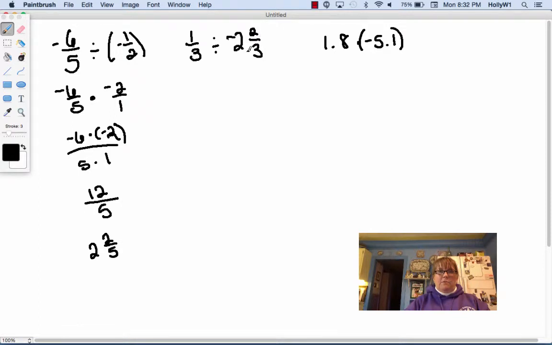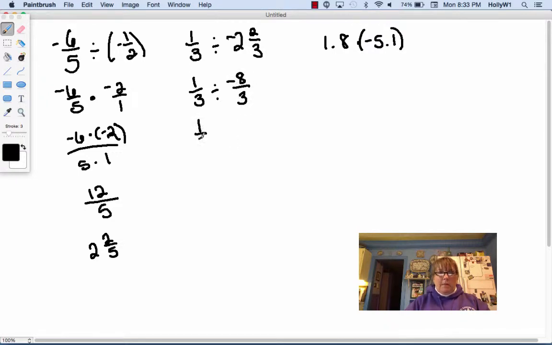1/3 divided by -2 and 2/3. So we're going to keep it. And I was going to change it, but then I remembered that this is a mixed number, and we can really only multiply and divide improper fractions. So we're going to have to convert this. So 2 times 3 is 6, plus 2 is 8. So we end up with -8/3.